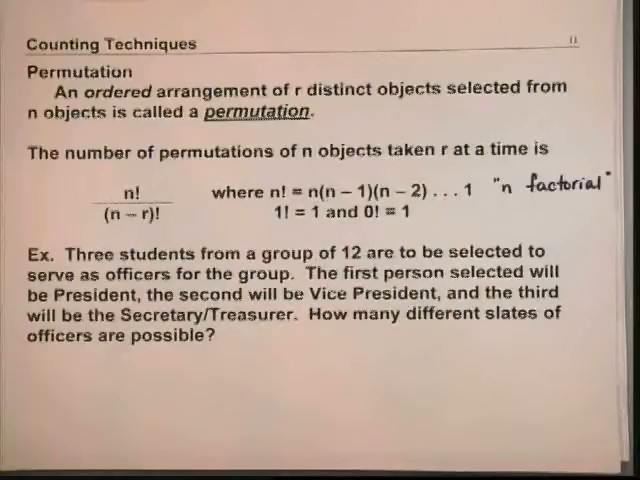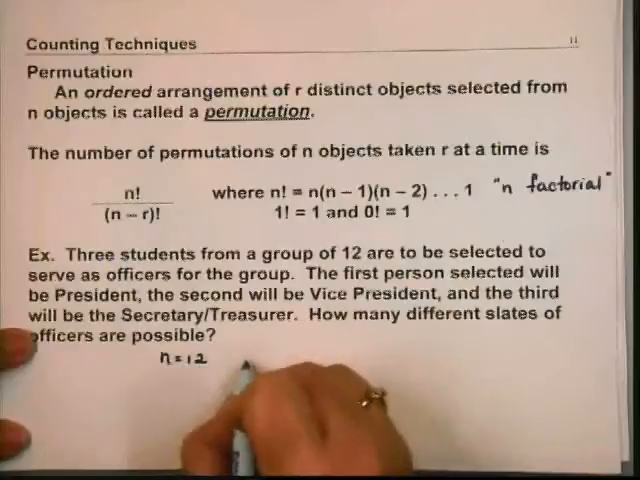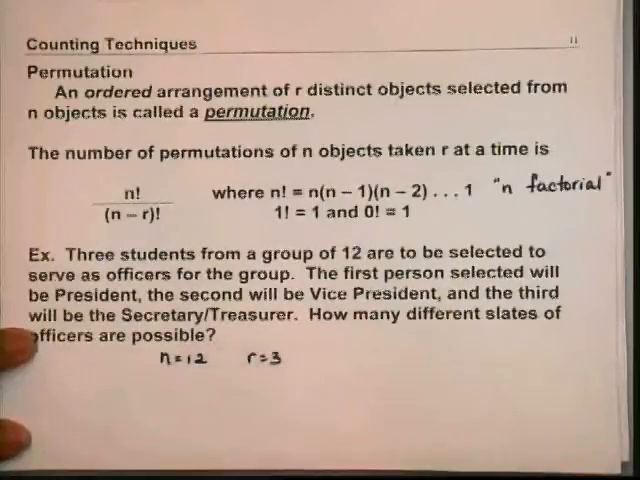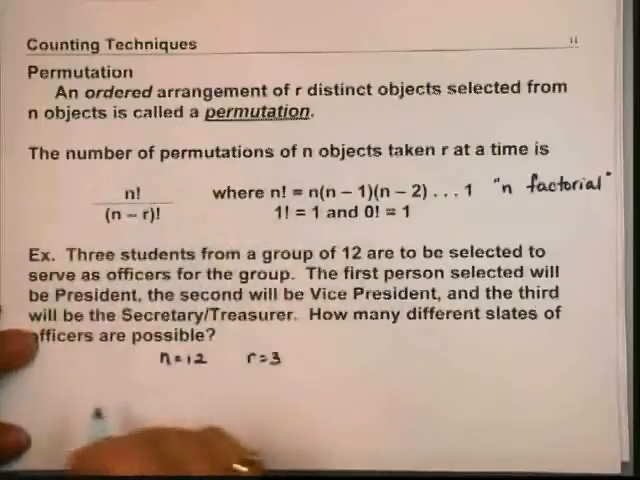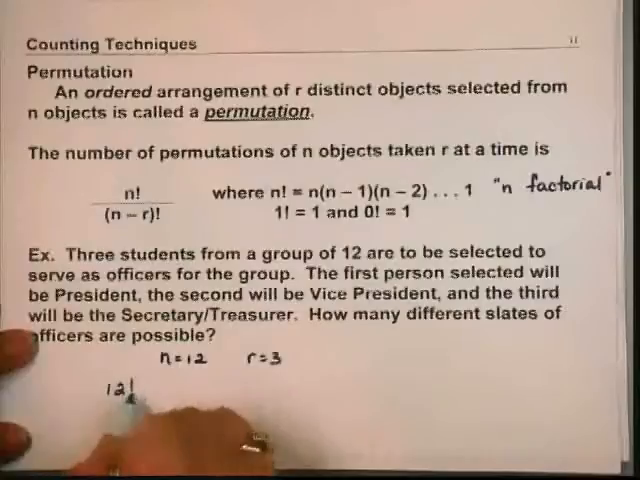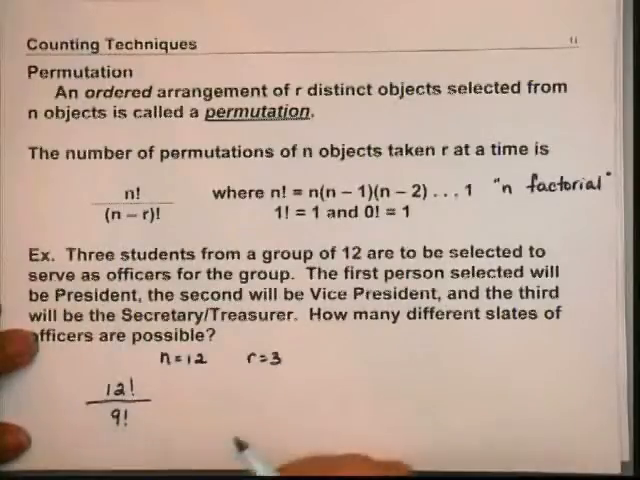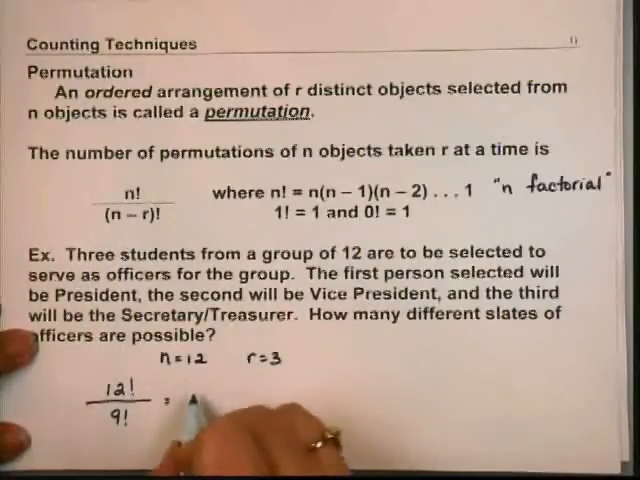Okay, order's important, right? That's what makes this a permutation. All right, so what we have here is that we have a possible 12 students, and we're selecting 3 of them. Okay, and so then by this formula, how many different slates of officers are possible? Then we'd have 12 factorial divided by 12 minus 3, which is 9 factorial. If you have a factorial function, you can multiply those out.